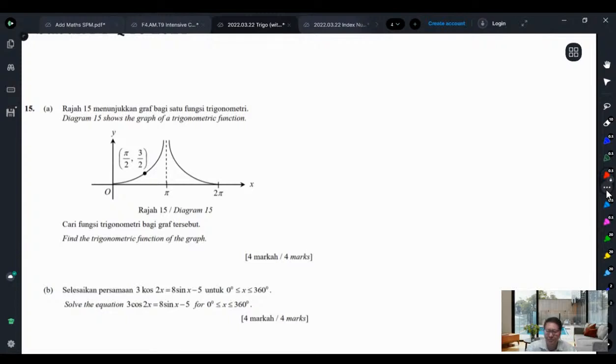Okay, this one is tangent. I'll go slowly. Tangent, I go slowly. Now, horizontal line.